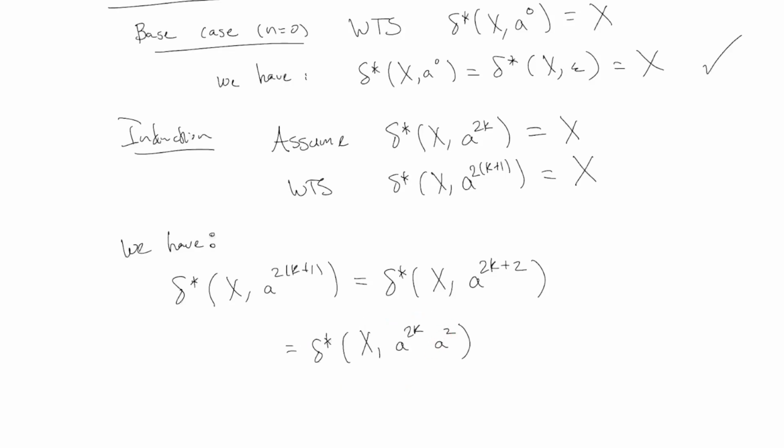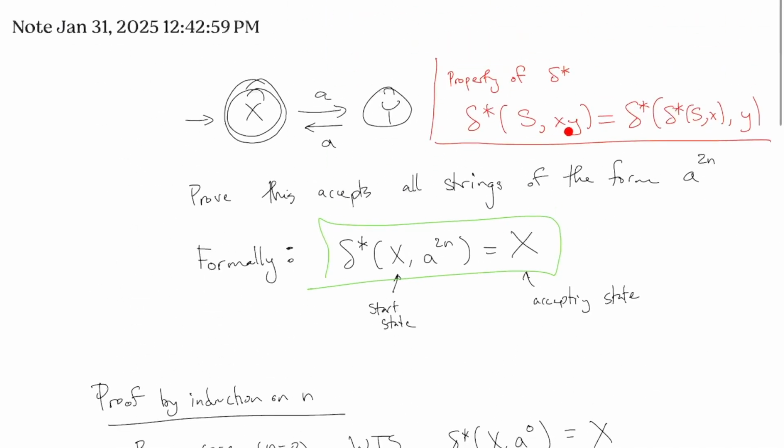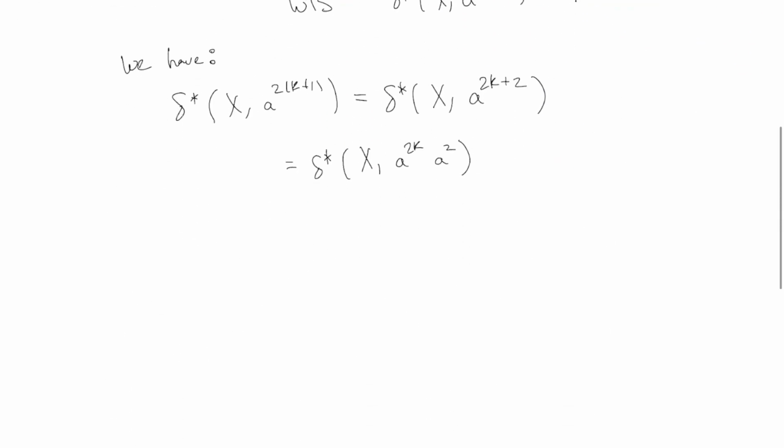Well, this is where we use the thing I wrote in red up in the corner. This is how you handle delta star of a thing followed by another thing. When the string is split into two parts, you do this to it. So you have to read that formula carefully and make sure you get it all right, but it's going to say delta star of delta star x a to the 2k, comma, a squared, like that. So this is that rule about delta star of one string followed by another.